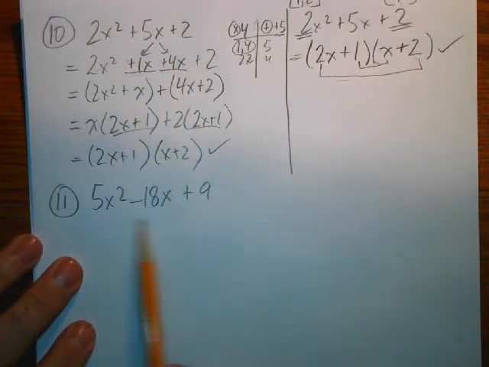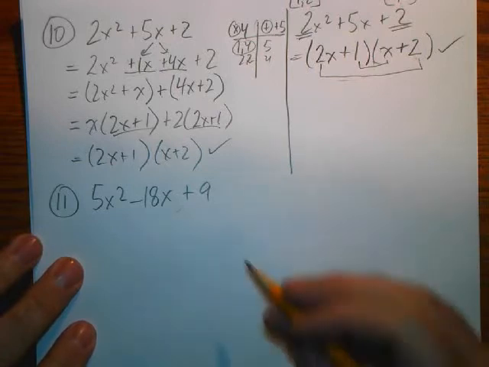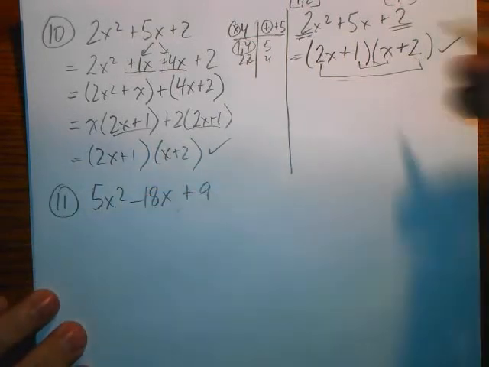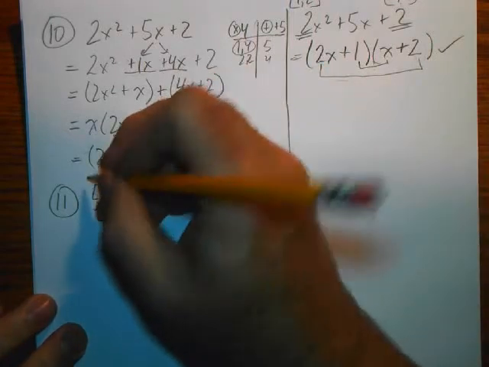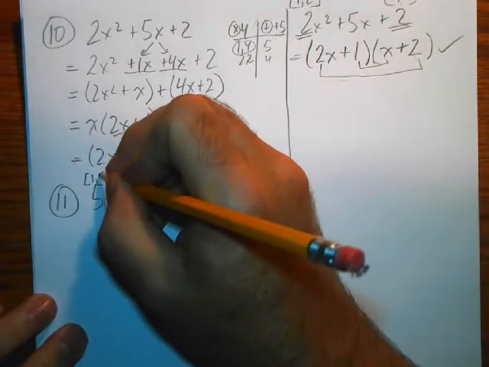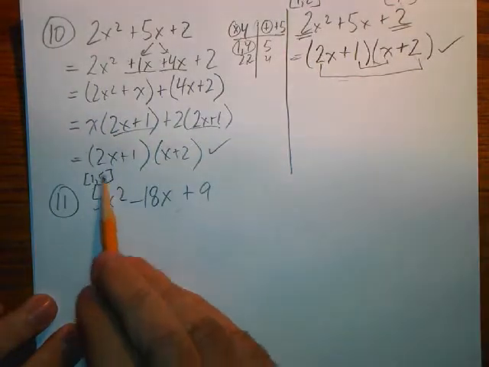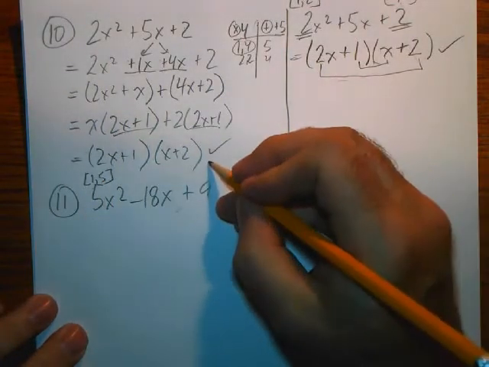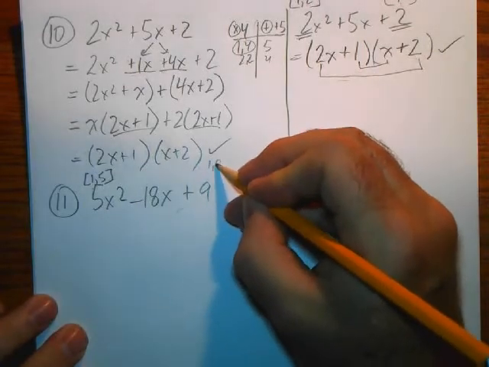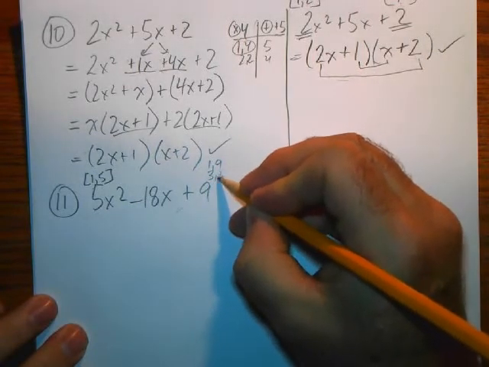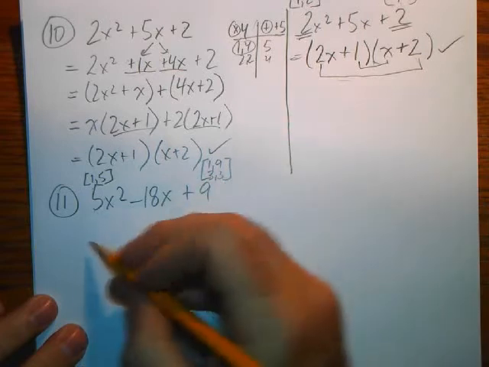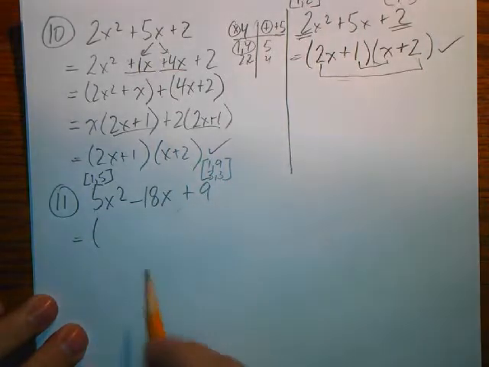So we're just going to do intelligent guess and check. I can see that 5 is a prime number, so the only possible factors of 5 are 1 and 5. And here for the 9, I've got 1 and 9, and 3 and 3. So right away I know that one of the factors will start with 5x. The other factor will start with x or 1x.